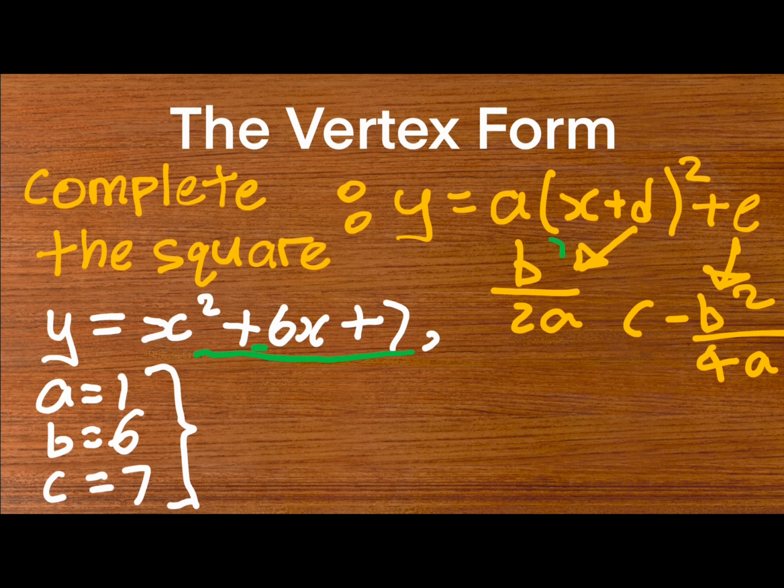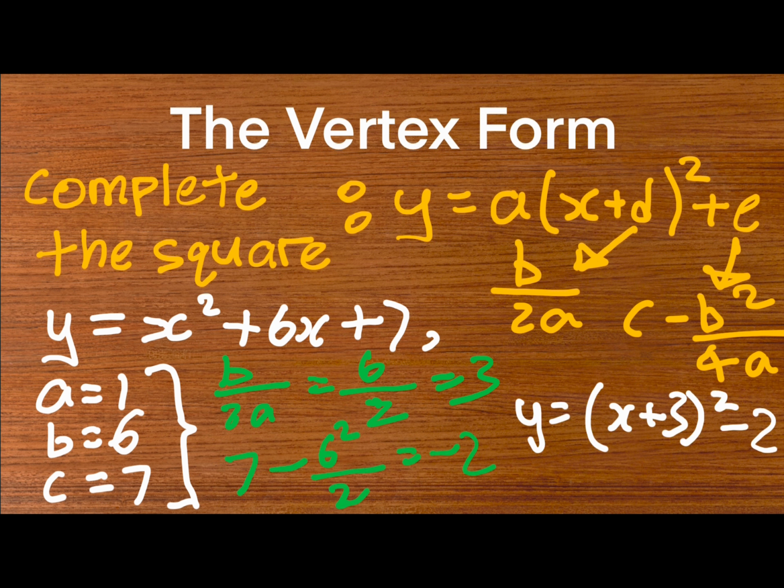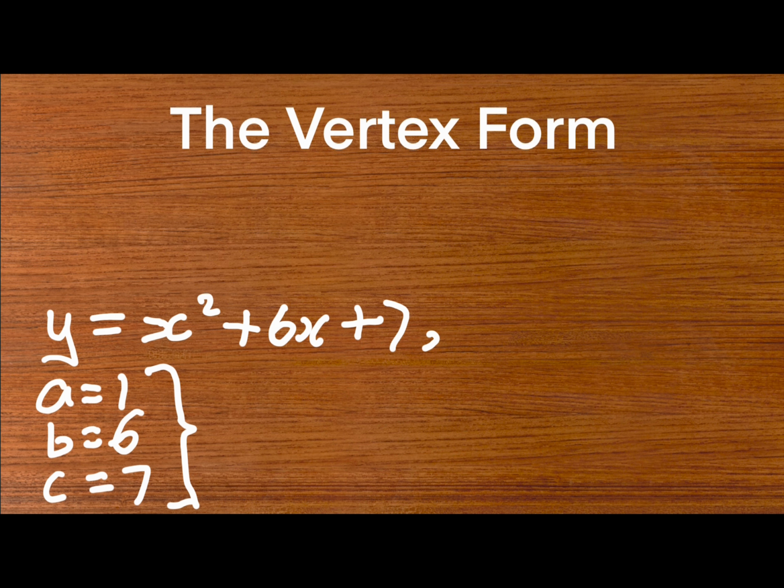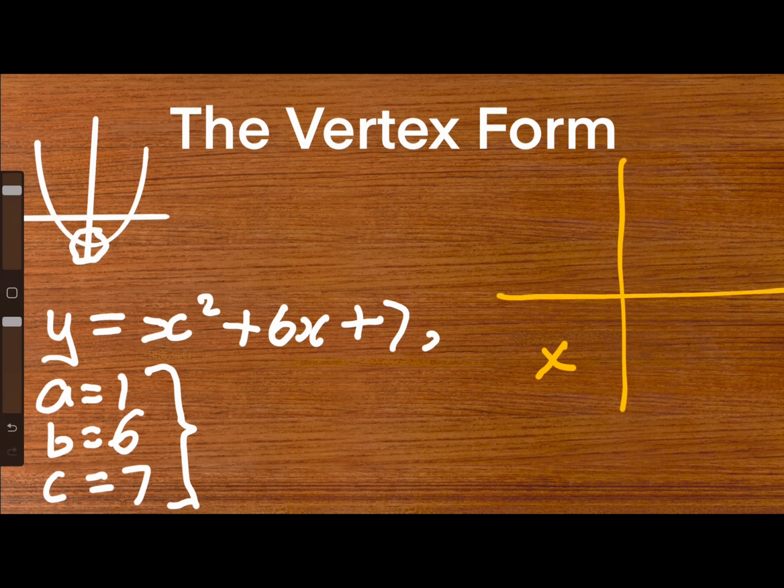All we have to do here is substitute the values of a, b, and c into the formulas for d and e, which will give us 3 for d. As for e, it is negative 2. This will be our vertex form, where the coordinates of the vertex can be simply read off it. The x-coordinate of the vertex is negative d. Because d is 3, negative d will be negative 3. And the y-coordinate of the vertex, which is e, will be negative 2. If you're asked to sketch the graph of the quadratic equation, it will look something like this, where the turning point will be negative 3 and negative 2.